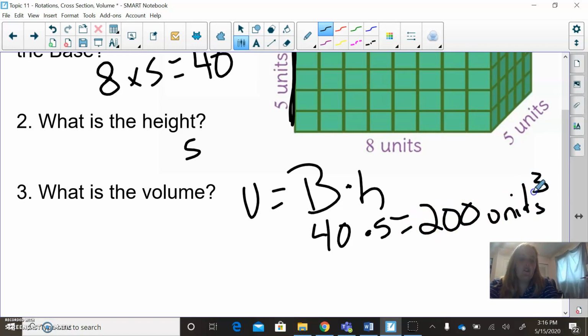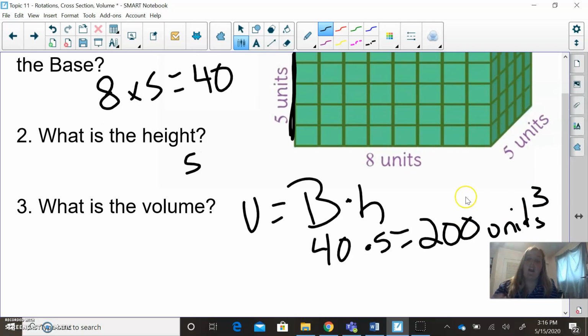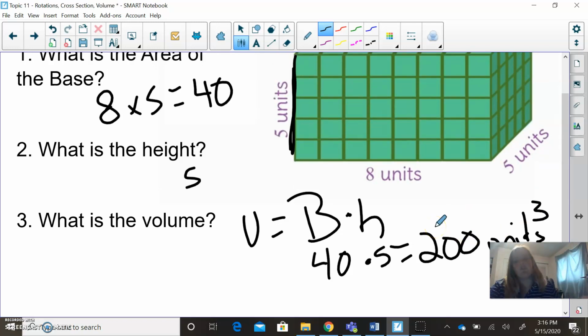And it's cubed this time, not squared. It's cubed because we're working with 3 dimensions. Volume is always cubed, just like area is always squared. So 40 is big B. Alright, let's keep going. Not too bad, nothing too crazy. You're just finding the area of the base and multiplying it by the height. So you're multiplying 3 things together.